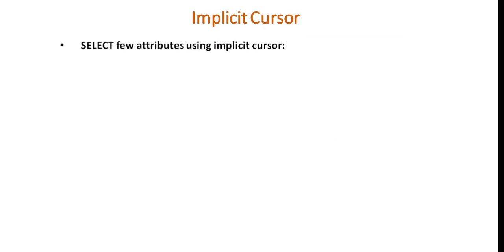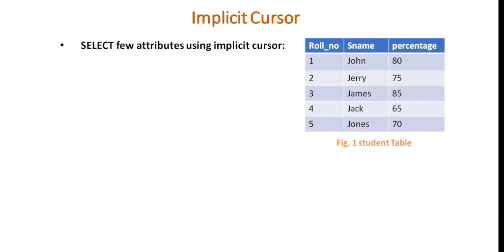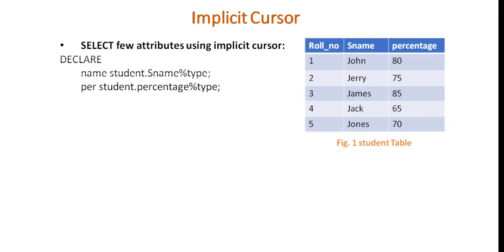Now we'll see how to select data, that is, how to display data from the table by using an implicit cursor. The same student table is there with three attributes: roll number, name and percentage. In the declare section I have declared two variables: one is the name variable and the second is the percentage variable.